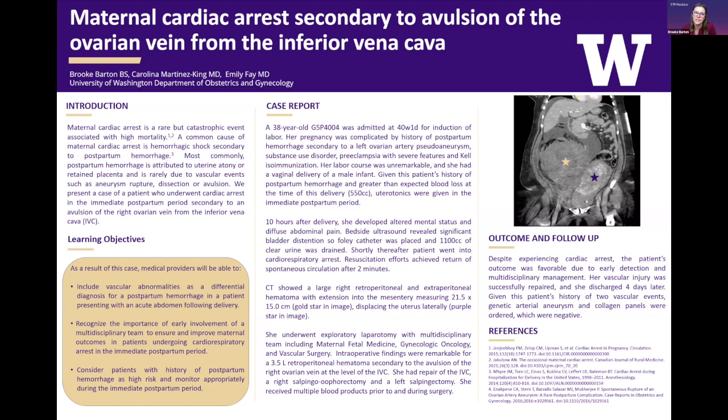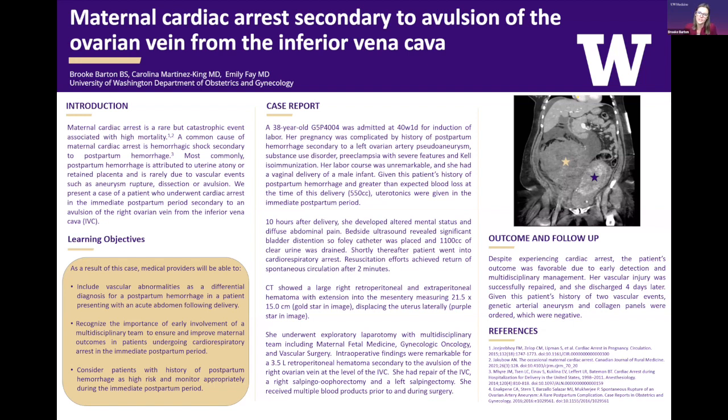So diving right into the case, the patient is a 38-year-old G5P4 admitted at 40 weeks and 1 day for induction. Her pregnancy was complicated by substance use disorder, preeclampsia with severe features, and KEL isoimmunization. She also had a history of postpartum hemorrhage in a prior pregnancy due to rupture of a left ovarian pseudoaneurysm, which is interesting to note. Her labor course was unremarkable, and she had a healthy male infant who's still doing well today. She did have a greater than expected blood loss at the time of delivery, around 550 milliliters. So not classified as a hemorrhage at this time, but she was given prophylactic uterotonics right after delivery.